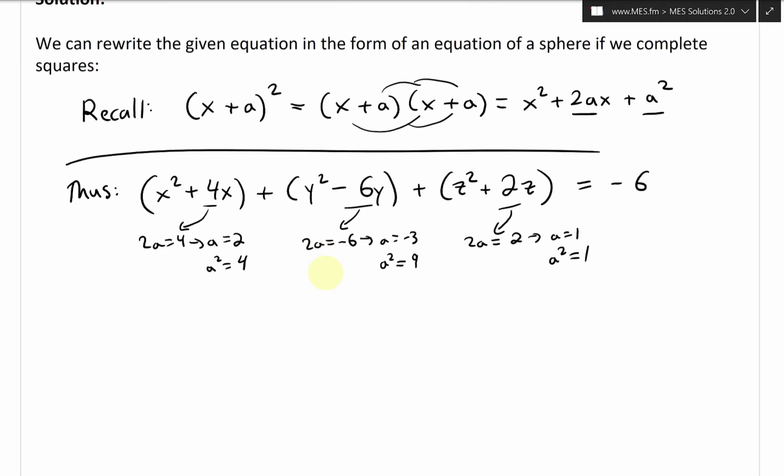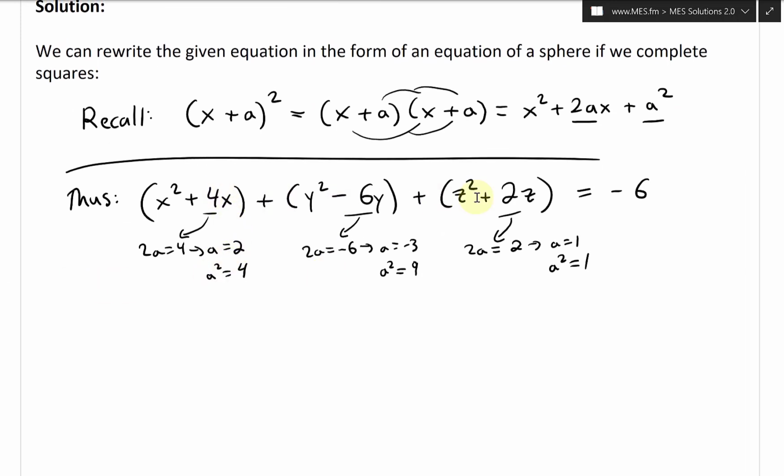So what this means is we need to add an a squared to each one, and then we'll also subtract one from each equation so that we don't change it. And then move that additional a squared over to the other side. Let's put it all over there.